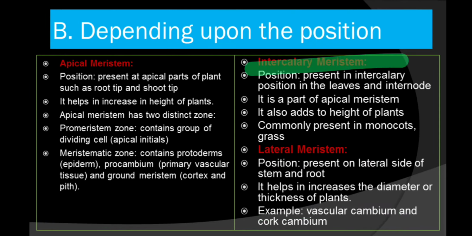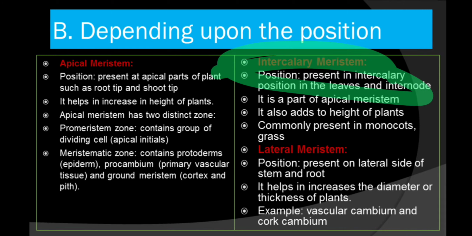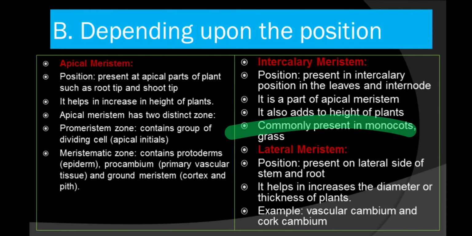And in intercalary, you have seen that when animals graze on the upper layer of the grass, after a few days it will regenerate again. That is because of the intercalary meristem. Okay, they are very active cells and they give rise to more cells, and that's why the grasses increase in size. So they are commonly present in monocot grasses. So it increases the height of the plant.